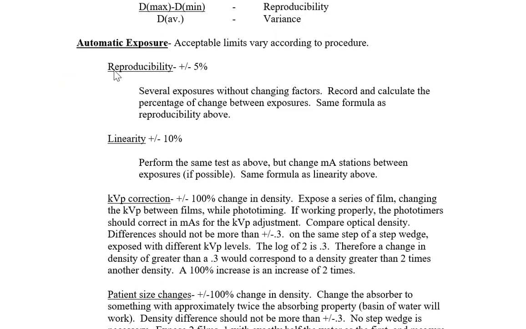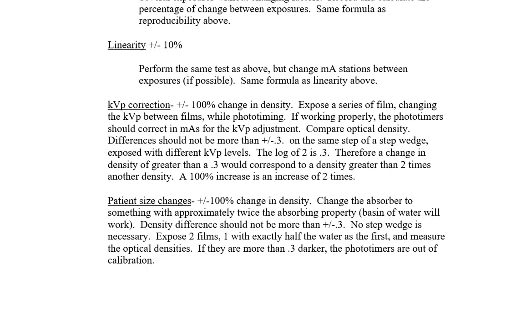So if you have size differences, you've got a hypersthenic patient versus an asthenic patient, then what should happen is that the exposure time should remain longer for the hypersthenic patient over the asthenic patient. So that overall, your density should theoretically remain the same between exposures. Same thing with KVP. If you change your KVP, you should reasonably expect to see similar images with changes in KVP. If you increase your KVP, then the detectors and the phototimers should give you a decrease in mass to compensate for it.